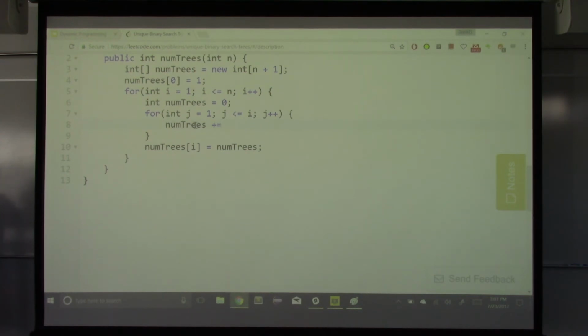Okay, what is this now? Inside here, I'm trying to calculate all the trees from 1 to i, and for each j, j is the root. So right now j is the root. How many trees can I have with j as the root? Trees of j minus 1, good, and that's n minus j.